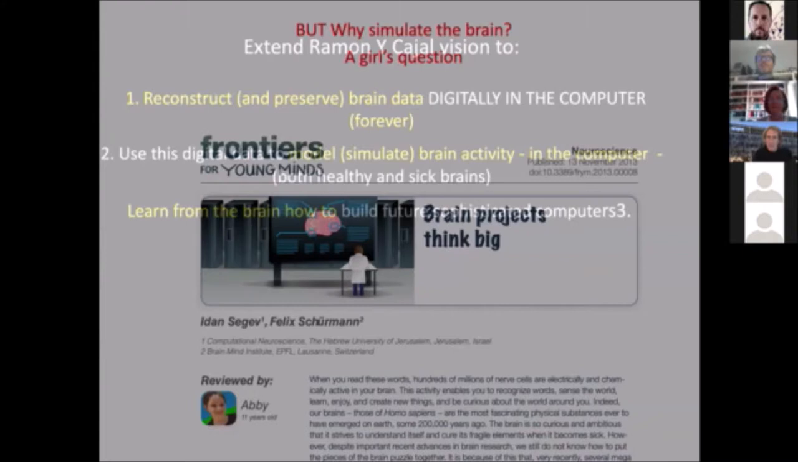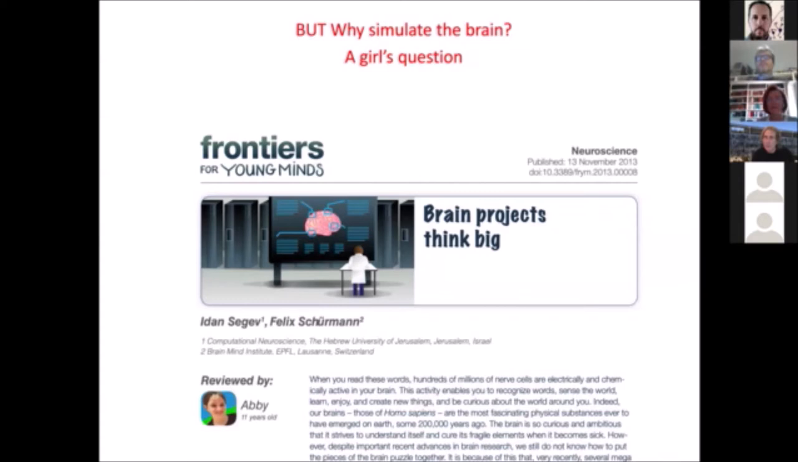So I want to start with a question, because it's not so clear to many of the people, at least in the street, when I meet people and tell them that I'm simulating the brain, I'm building a brain in the computer. They ask me the same question that this girl that you see on the lower left here, AB, an 11 year old girl, who was my reviewer for a paper that I wrote to this journal, which I like a lot, and I'm actually one of the editors of Frontiers for Young Minds. You really should look at Frontiers for Young Minds. It's an open access journal by Frontiers, a series of journals.